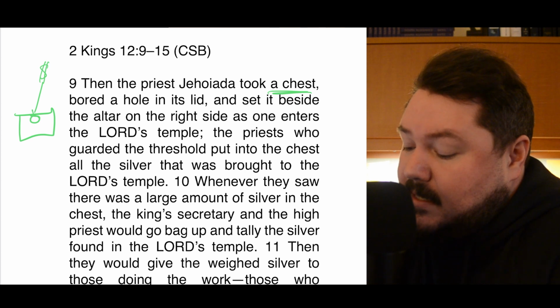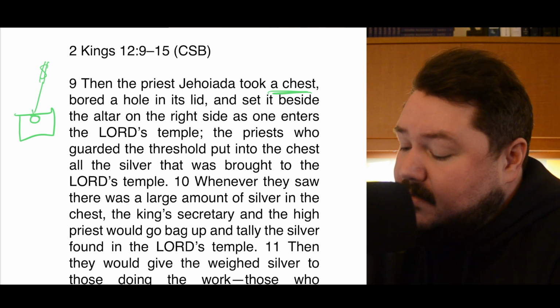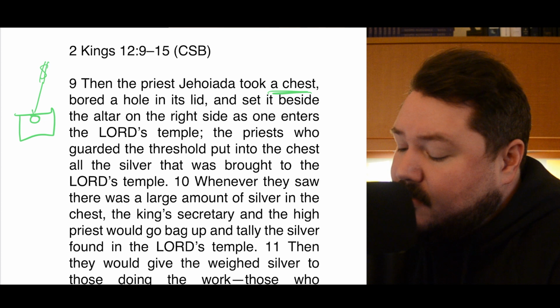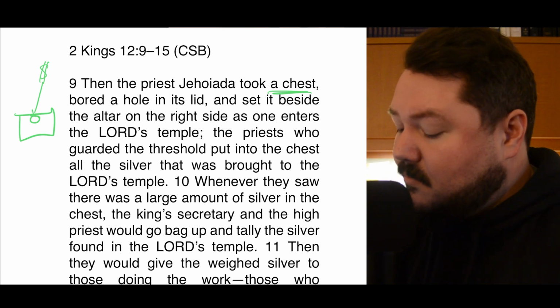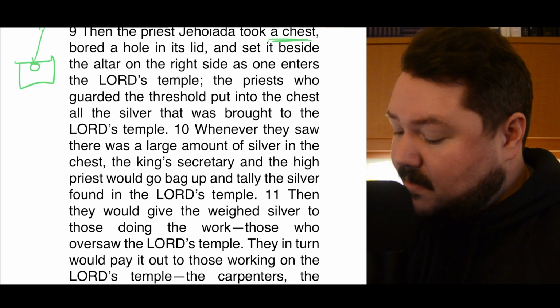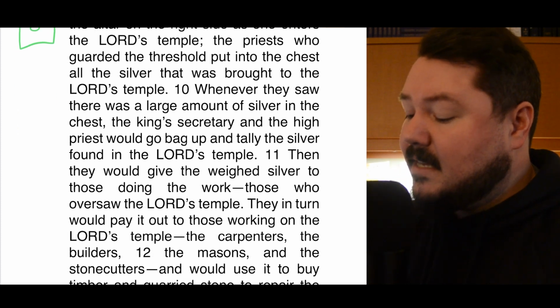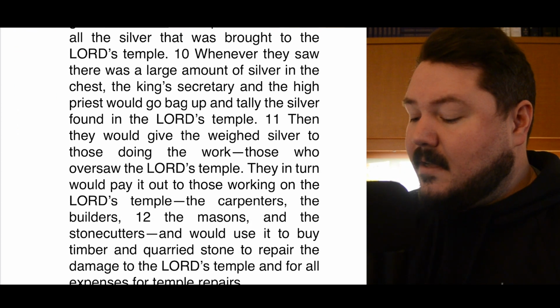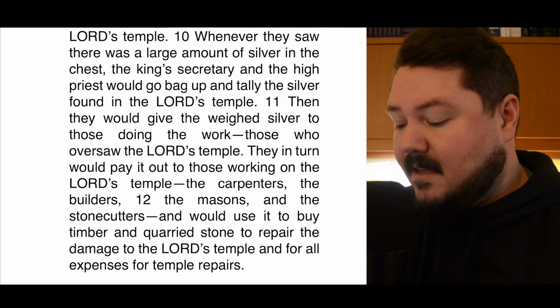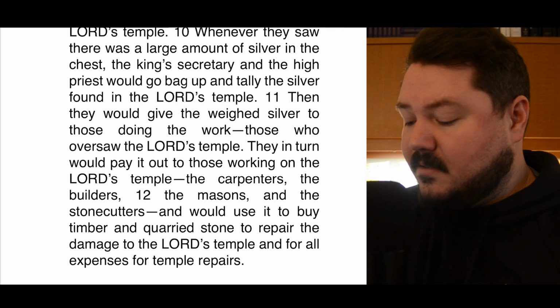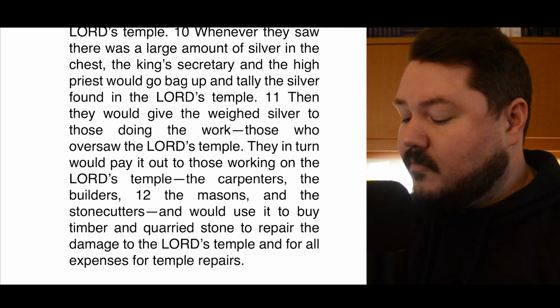But anyway, okay. So he builds his offering box, and the priests who guarded the threshold put into the chest all the silver that was brought into the Lord's temple. Whenever they saw there was a large amount of silver in the chest, the king's secretary and the high priest would go bag up and tally the silver found in the Lord's temple. Then they would give the weighed silver to those doing the work, those who oversaw the Lord's temple.